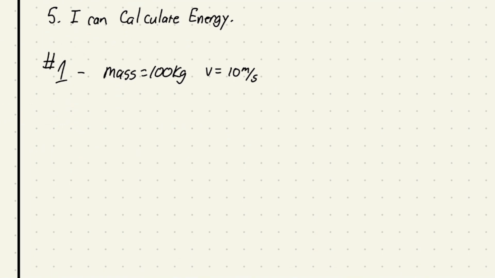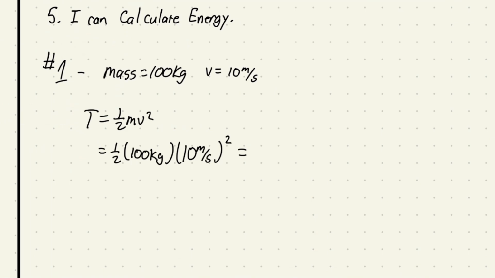Okay, so welcome back. Let's give this a shot. Our kinetic energy equation is T equals 1/2 mv squared. Our mass is 100 kilograms. Our velocity is 10 meters per second, and we square that. When we do that, we get 100 times 100, which is 10,000, and we still have that 1/2. Our units are kilograms times meters squared over seconds squared, which indeed is a joule.